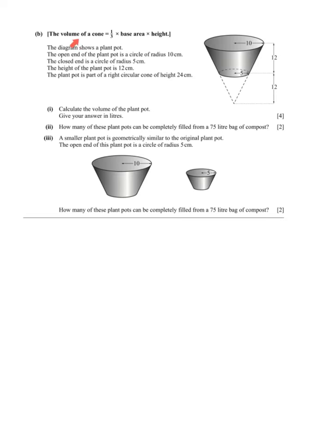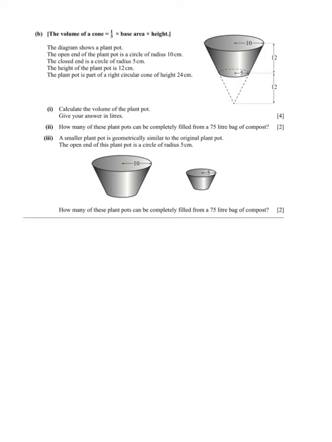Next part. The volume of cone working formula is given. Diagram shows a plant pot. The open end of the plant pot is a circle of radius 10, as you can see here. The closed end is a circle of radius 5 here. The height of the plant pot is 12. The plant pot is a part of a right circular cone of height 12. That means the total height. Calculate the volume of the plant pot, give your answer in liters.